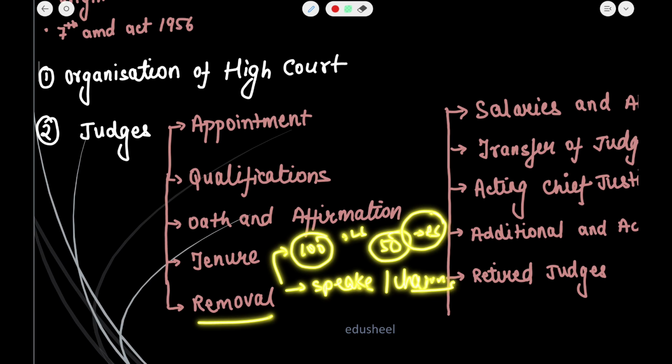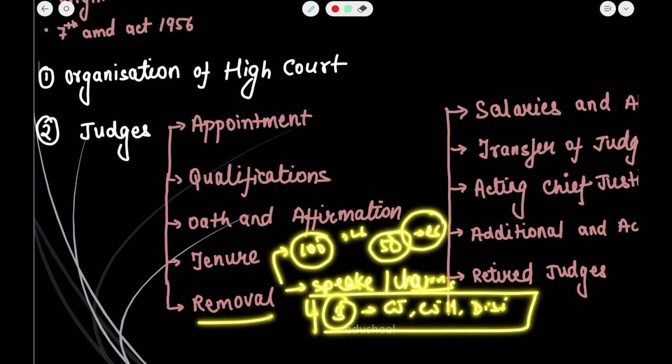If it is accepted, then a special committee is constituted, which is a 3-member committee. It is headed by a Chief Justice or a judge of the Supreme Court. Secondly, there should be a Chief Justice of a High Court in that committee, and thirdly, a distinguished jurist. If the committee formed to look into the charges pronounces that the charges are true, then a special majority needs to be passed by both the houses, and then the judge shall stand impeached.